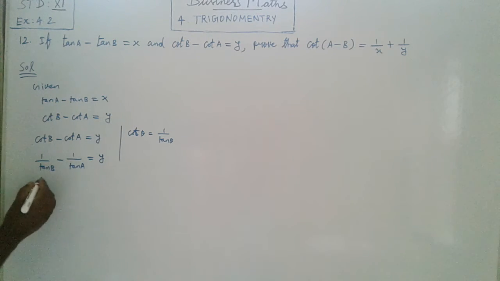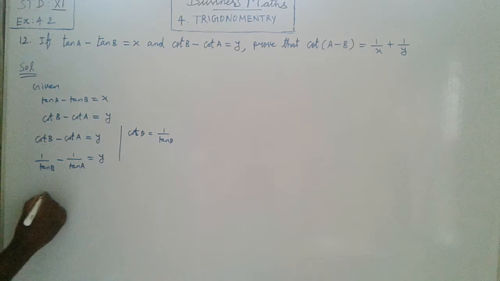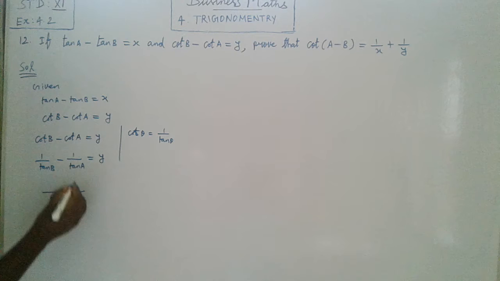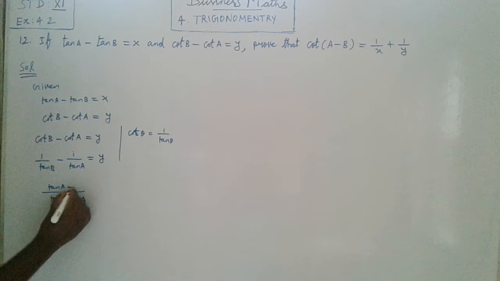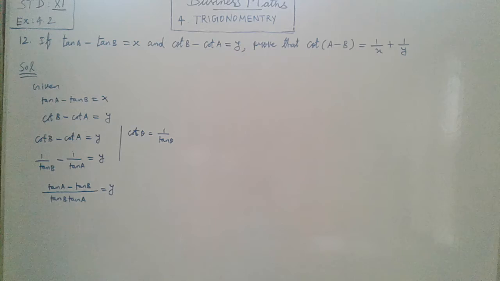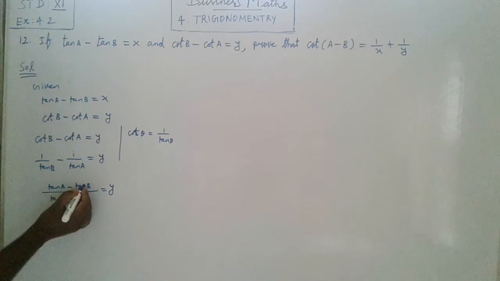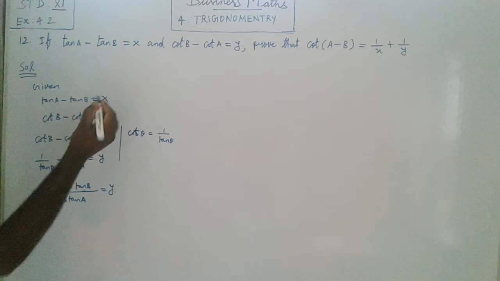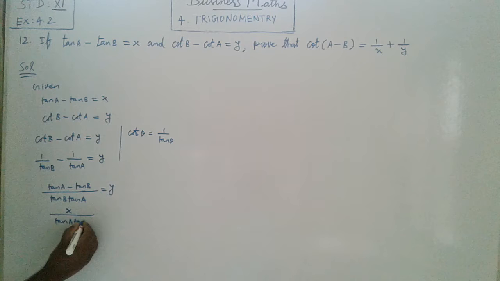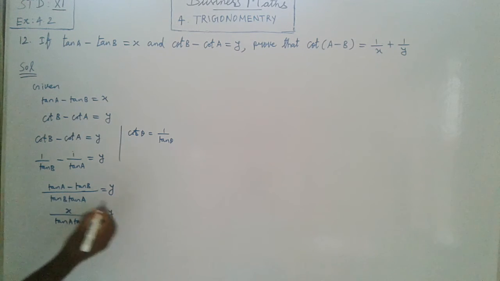Now cross multiply here. Take the LCM, tan B into tan A. Cross multiplying, tan A minus tan B is the LCM, equal to y. We know that tan A minus tan B equal to x. Substitute here: x divided by tan A tan B equal to y.